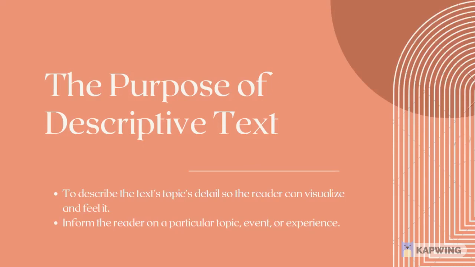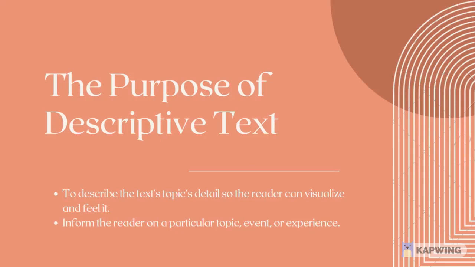The purpose of the descriptive text. The first one is to describe the text topic in detail to the reader so they can visualize and feel it. It means that the text contains a description of the topic's detail so the reader can visualize and feel it, because when we make the text, we use our senses, such as our sight, to describe the subject.